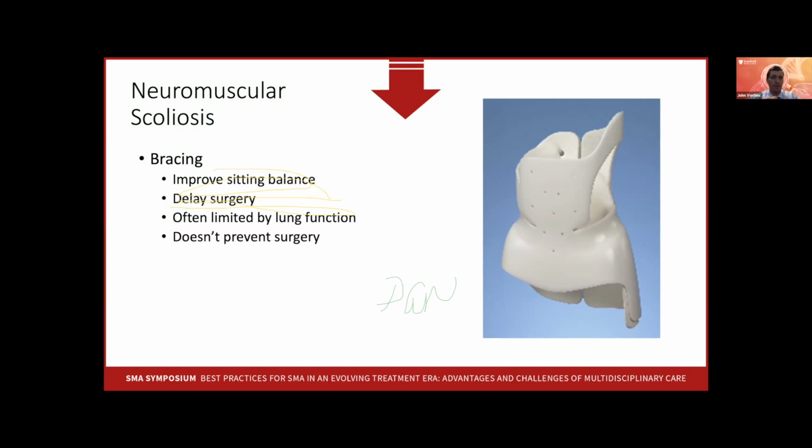It can be limited by lung function. If they already have an element of restrictive lung disease, putting a hard plastic shell around their chest doesn't really do much for their chest wall compliance. Furthermore, it's controversial in this patient population because there's no really good long-term study to show that wearing a brace actually prevents the need for surgery down the line. It may delay it, and it could have great usefulness in that respect, but it definitely doesn't prevent the need for surgery definitively.